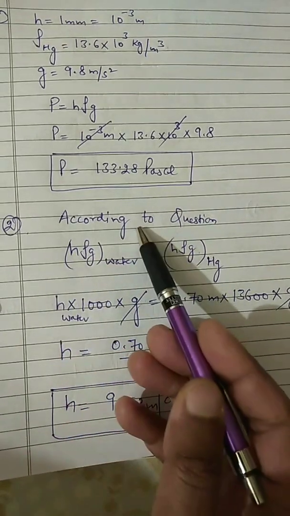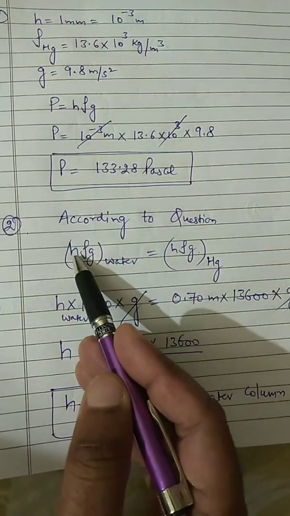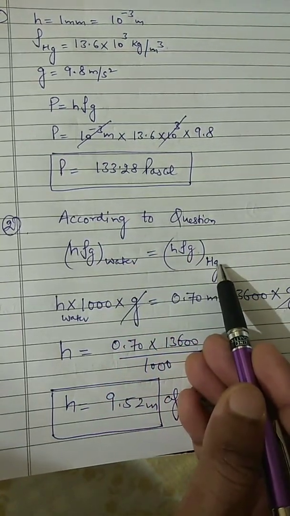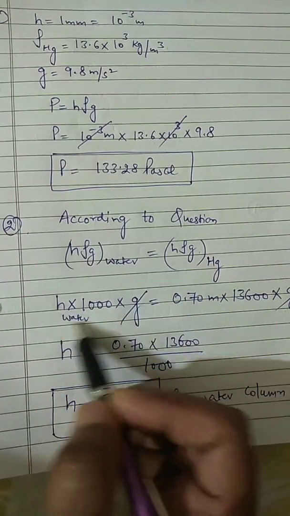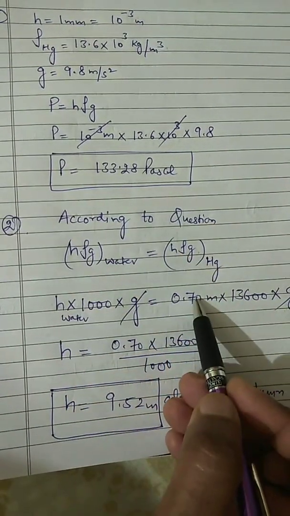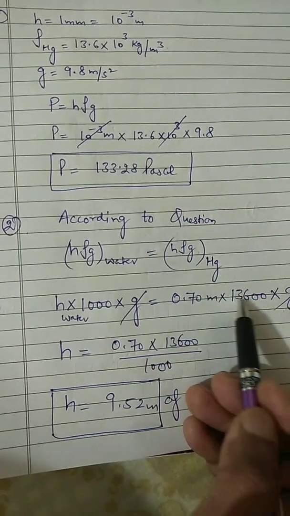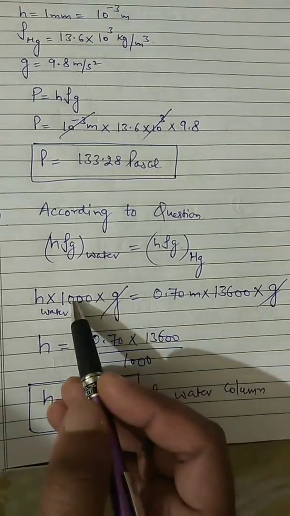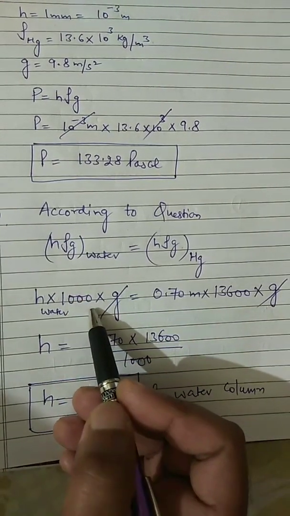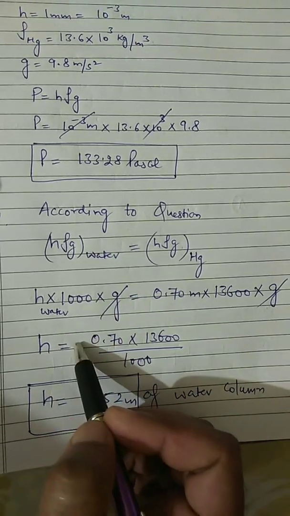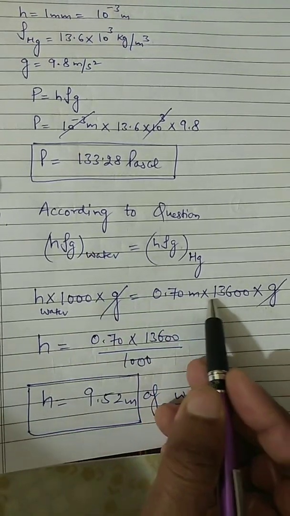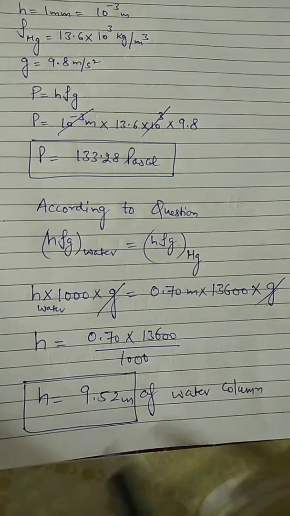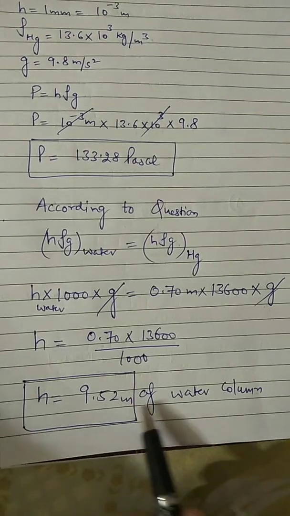Question number 2. According to the question, the pressure due to the water column is equal to the pressure due to the mercury column. So the height of water that we want to find, height of mercury is given as 0.70 meter, density of mercury is 13,600, and gravity will cancel on both sides, and density of water is 1000 kilogram per meter cube. So H for water is equal to 0.70 into 13,600 divided by 1000. After solving, you'll get height equal to 9.52 meter of water column.